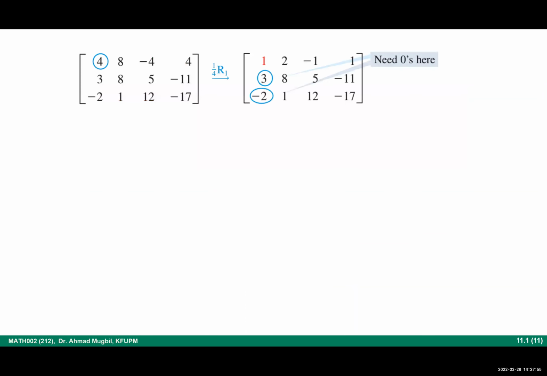So this is step number 1. Multiply the first row by 4. Next, we can do it at once, by the way. Multiply row number 1 by what? By -3 and add it to row number 2.